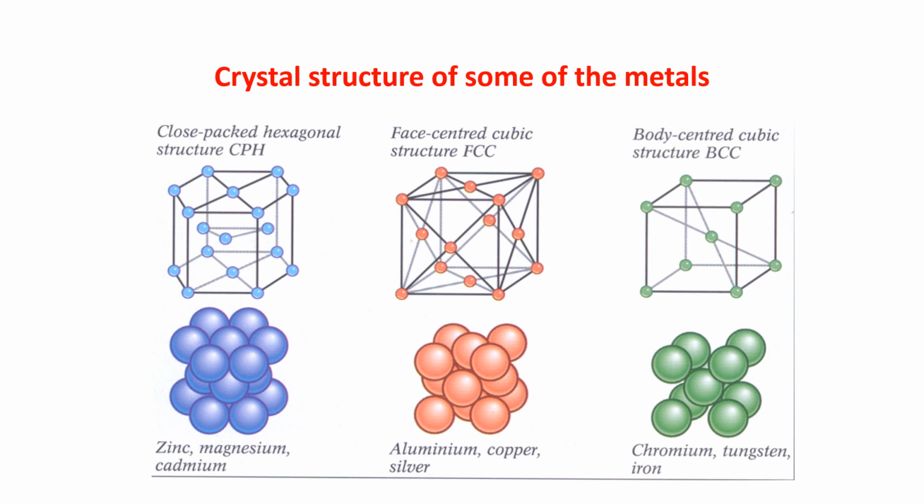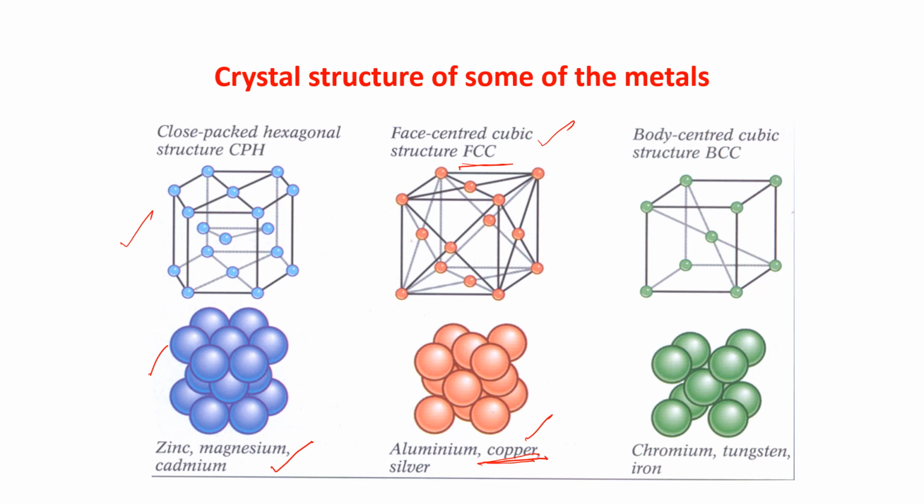Now the crystal structure of some of the metals, we have taken some examples. Zinc, magnesium, cadmium have a close packed hexagonal structure like this. Aluminum, copper, silver have face centered cubic. Sometimes it is asked what type of structure is present in copper, so you will write FCC structure.